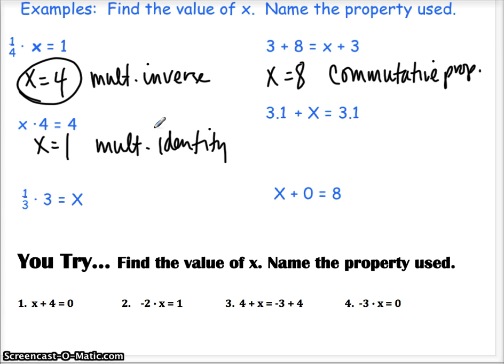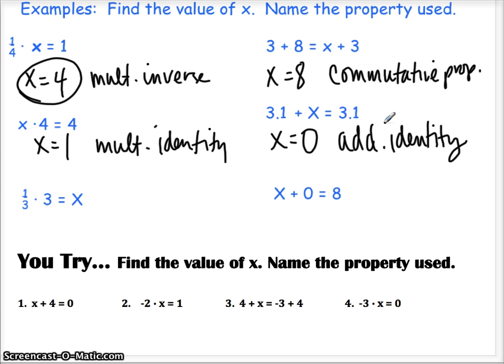3.1 plus x equals 3.1. X right there. What do we add to something where it doesn't change that number when we add it? X would be 0. That is the additive identity. Okay, additive identity, because if we add the identity to anything, it does not change it.